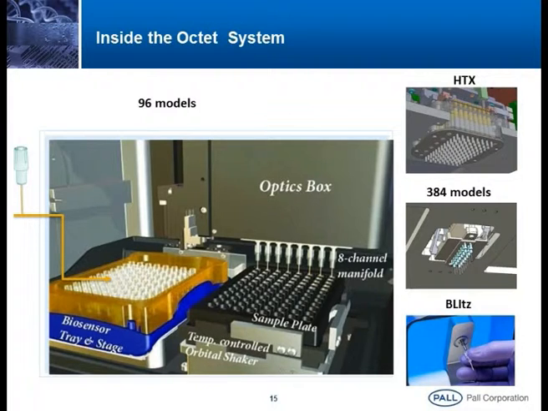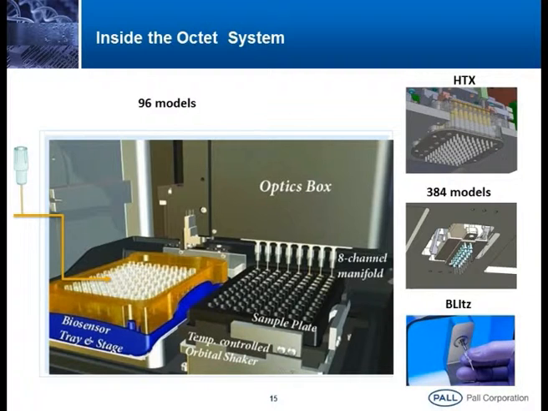This is the 8 channel. We have a 384 model. This is what the optical head is. This is the HTX, I said high throughput instrument, multiplexing. Here the advantage for this instrument in the HTX is we can analyze one sample also, we can analyze 96 samples also. It is multiplexing.